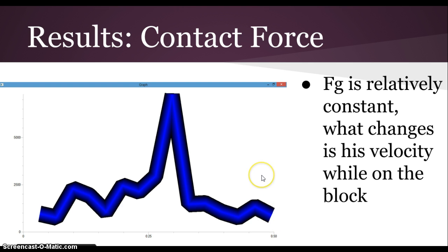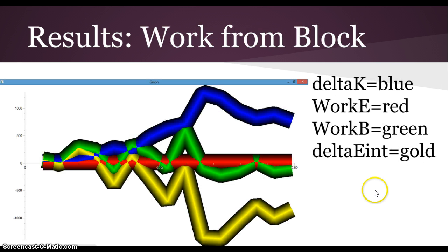Ideally, his peak would be at the very end so that he can enter the water with as much speed as possible. And then here, again, I have the graph of the different works present and the energy changes. So the work from the Earth is relatively constant the entire time because, again, his Y position is hardly changing. And here, the green line is the work from the block, which is a little up and down because the contact force is also a little up and down.